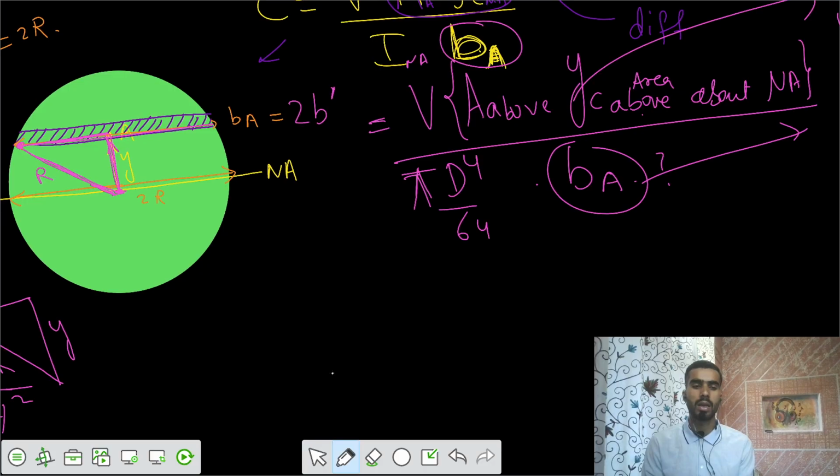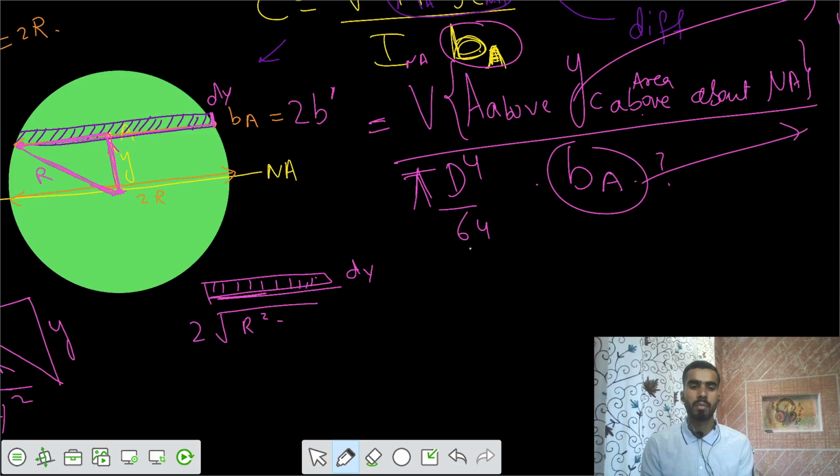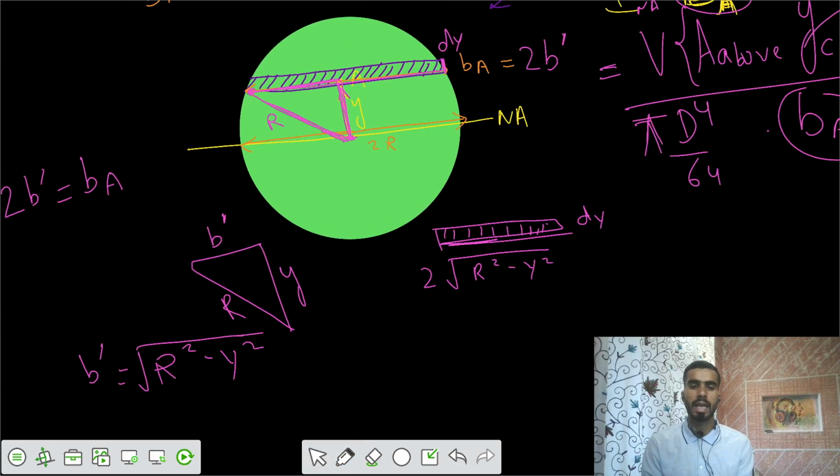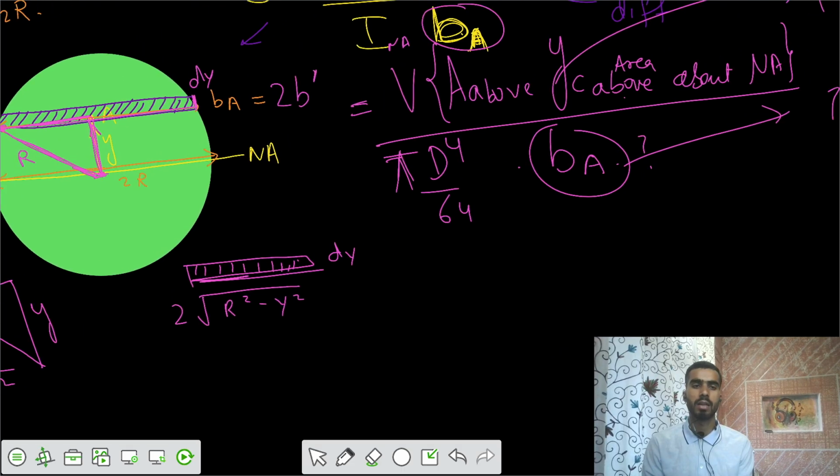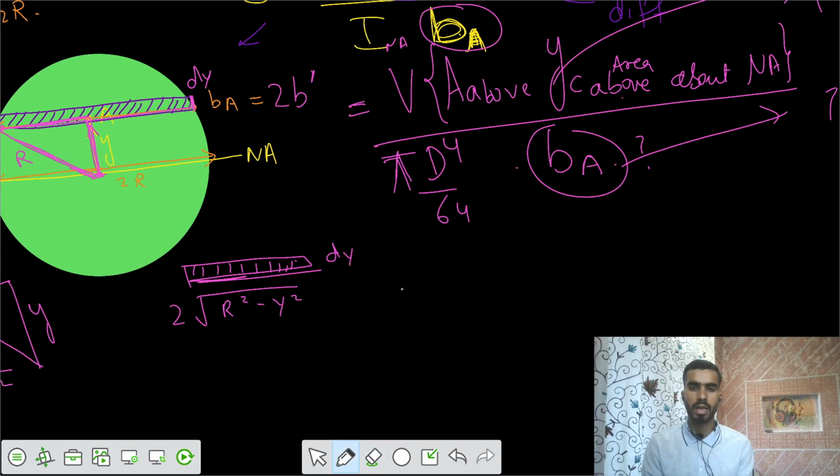So let's assume that the area is a rectangular area with thickness dy, and the width equals 2 times root of R square minus y square. Can I get the small area of that element? So the small area, I can write.